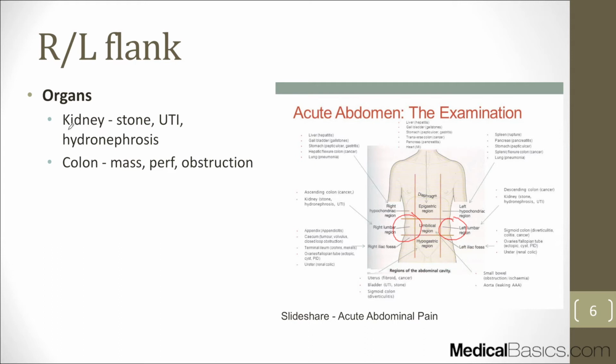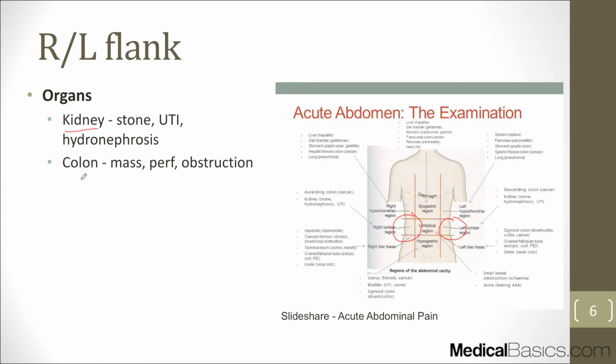In regards to our flanks, and that's what this region is right here, primarily we're going to be thinking about the kidney. Right? The kidney is going to be what we're going to be thinking about in that scenario, whether it be stones, whether it be a UTI, specifically more so pyelo in terms of our UTI, and any type of hydronephrosis can cause you to have acute abdominal pain, specifically more so in the back, but it can definitely be referred up to the front as well if it's irritated enough.